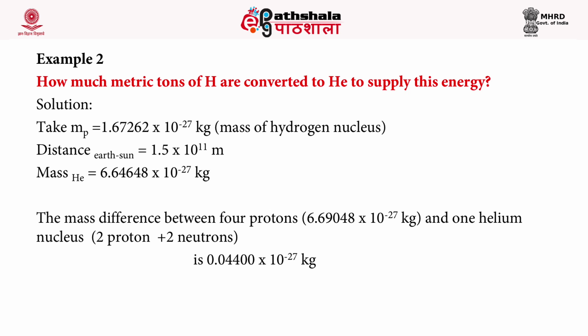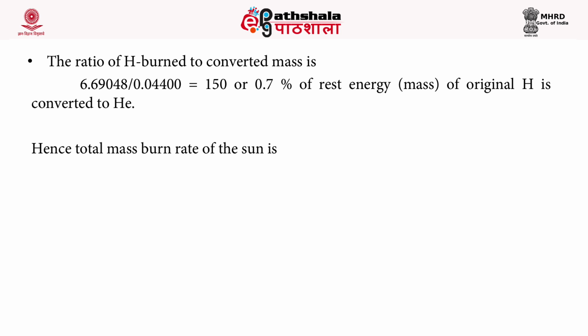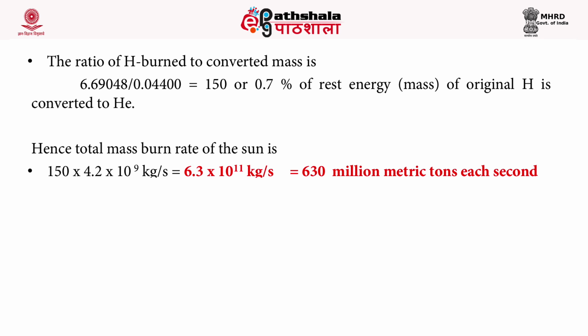The mass difference between 4 protons and 1 helium nucleus, we have already calculated as 0.044 into 10 to the power minus 27 kilogram. The ratio of hydrogen burned to converted mass is equal to 6.69048, that is the mass of the 4 protons, divided by the mass difference, 0.044, which will give you 150. So 0.7% of the rest energy or mass of the original hydrogen is converted to helium.